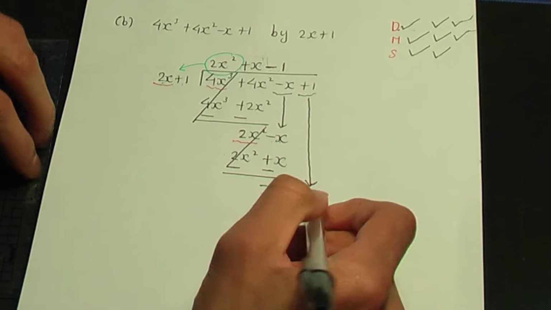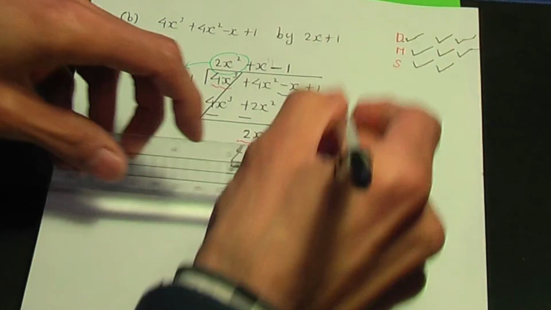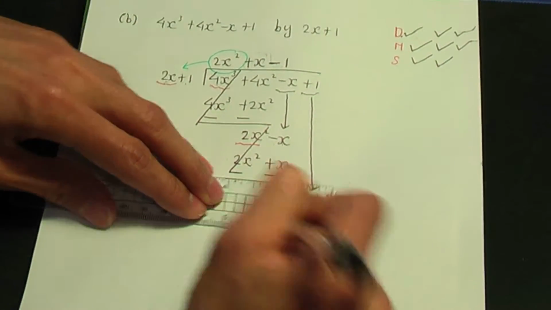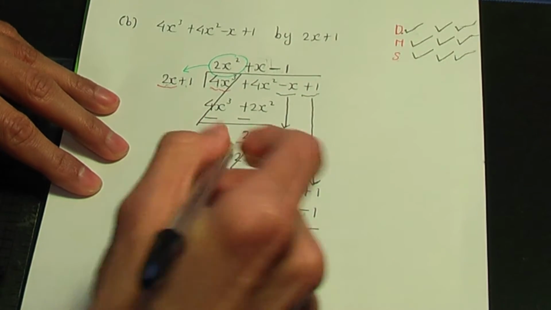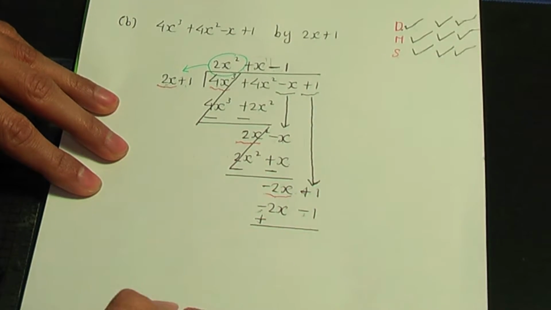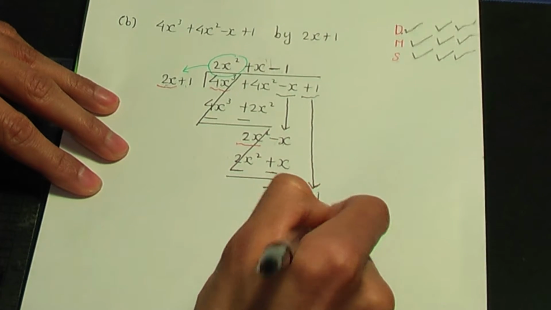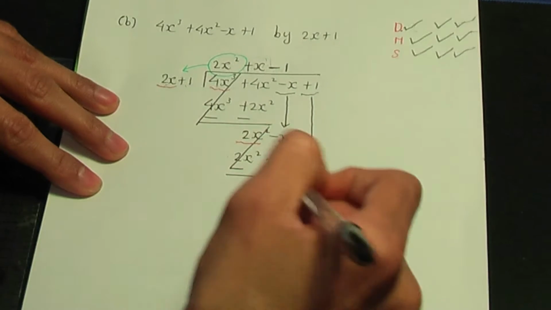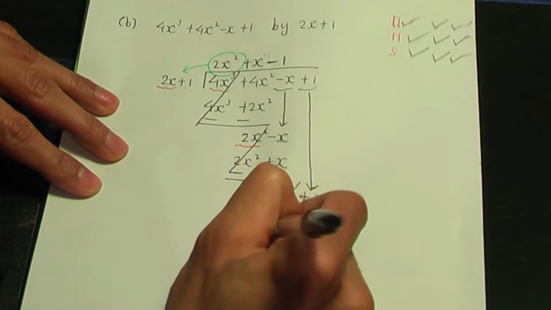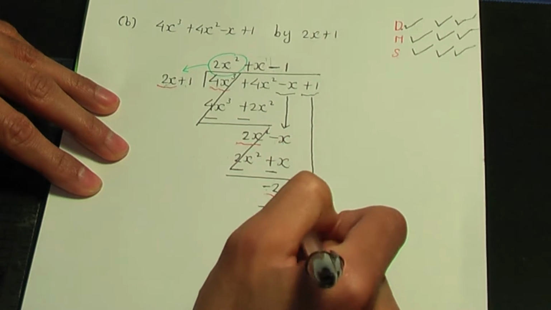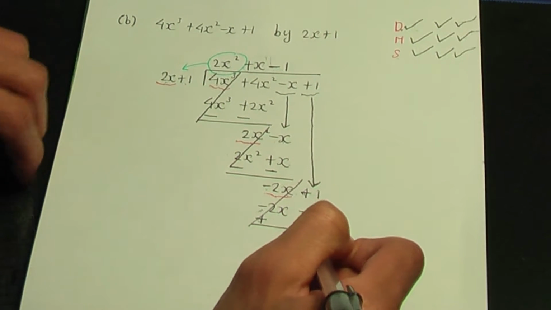Okay. And let's get ready to do the next operation, which is subtract. So when we subtract, this minus reverses to plus. This minus 2 reverses to plus. And when we add, minus 2x plus 2x will cancel. 1 plus the 1 is 2.